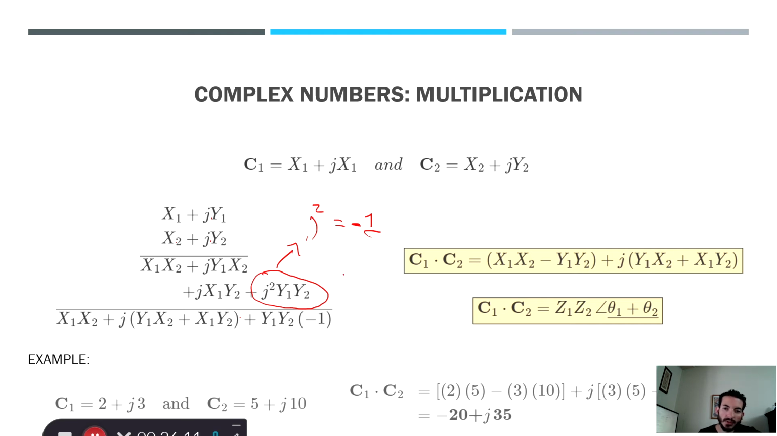So for complex number 1 and complex number 2, you simply apply this rule: x1 times x2 minus y1 times y2. Notice that even though these were complex numbers to start with, the j dropped because j squared equals -1. So the only thing that happens is that you will have a negative sign in front of it. And you do the imaginary part as well: y1 times x2 plus x1 times y2.